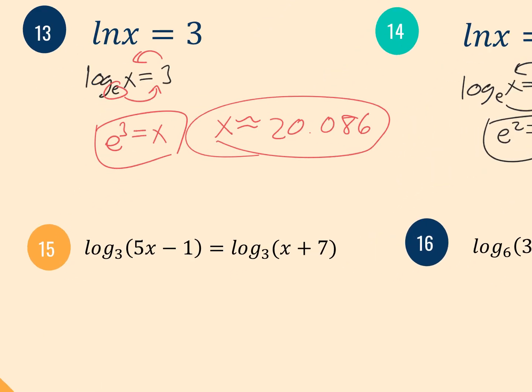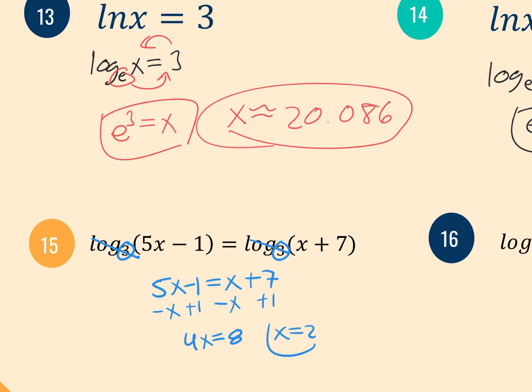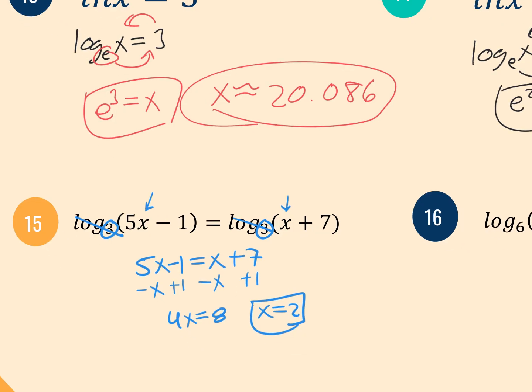This next one's also pretty easy. I have log equals a log, and these logs have the same base. If they have the same base, you can very simply just cancel them out, and whatever's on the inside is going to get you your answer. So 5x minus 1 equals x plus 7. You can subtract x on both sides, add 1, and then we get 4x equals 8, so x equals 2. Once again, you want to make sure that these don't get you any extraneous solutions. If I plug into there and there, you do get only positive numbers. So that's it for that problem.